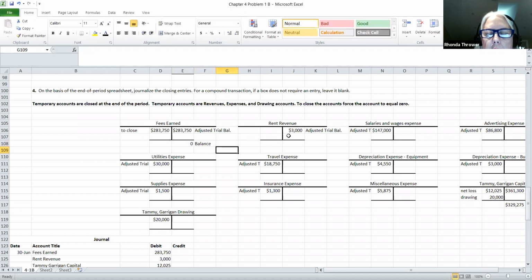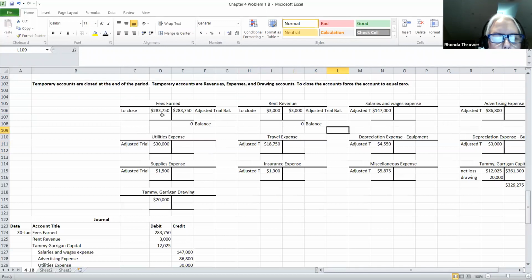My rent revenue has to be closed out too, so I'm doing the same thing. I'm debiting my rent revenue to close it. And it's going to give it a 0 balance once I have posted that to the ledger account. So what I've done is I've debited these revenue accounts to close them.